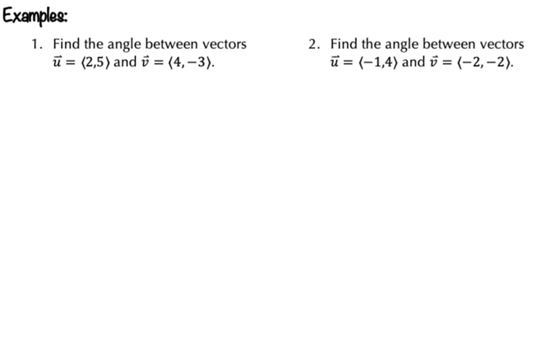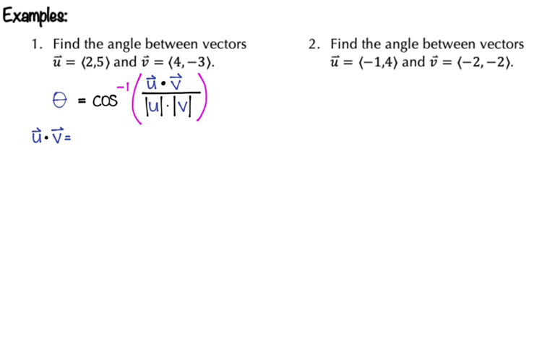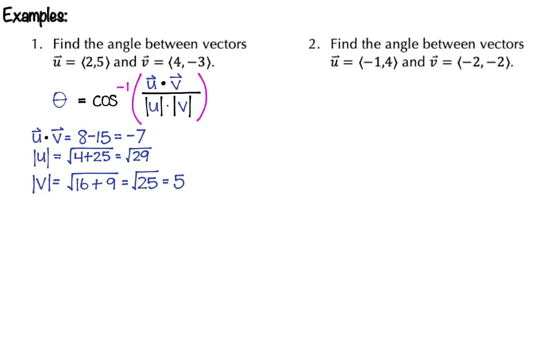We've got two vectors, and we know that from that formula, because they want the angle between, I'm just going to write this down here and say, oh, we know that theta is the arc cosine of the dot product divided by the magnitudes multiplied. So we need to know the dot product. We find the dot product is 8 minus 15, which is -7. We find the magnitude of u, which is the square root of 29. We find the magnitude of v, which we get as 5. And then we just plug all of these things into this formula.